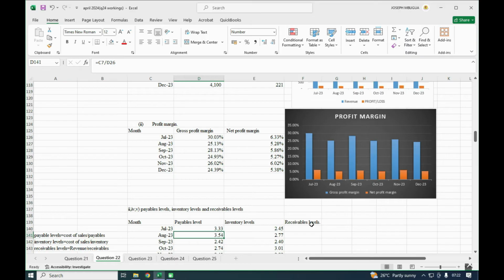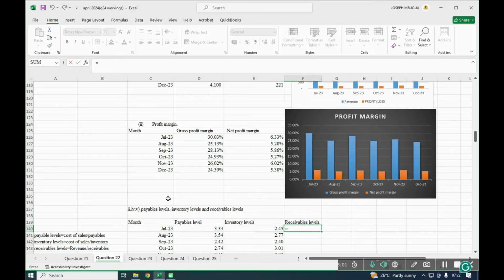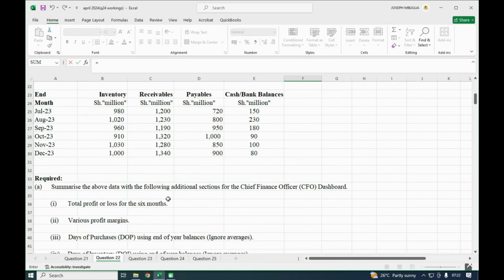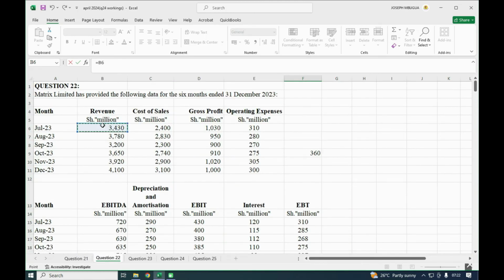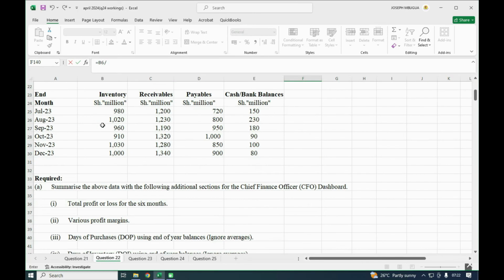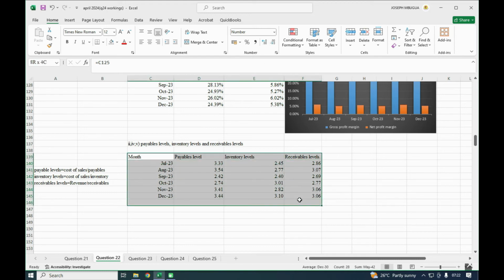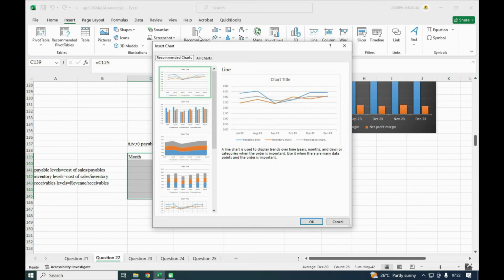The last one is a receivable. So you take the revenue over receivable, and you divide revenue by receivable. And again, this one already is in number. The only thing I will do is reduce it to two decimal places. So those are our levels, and you just need to insert a chart to show that.